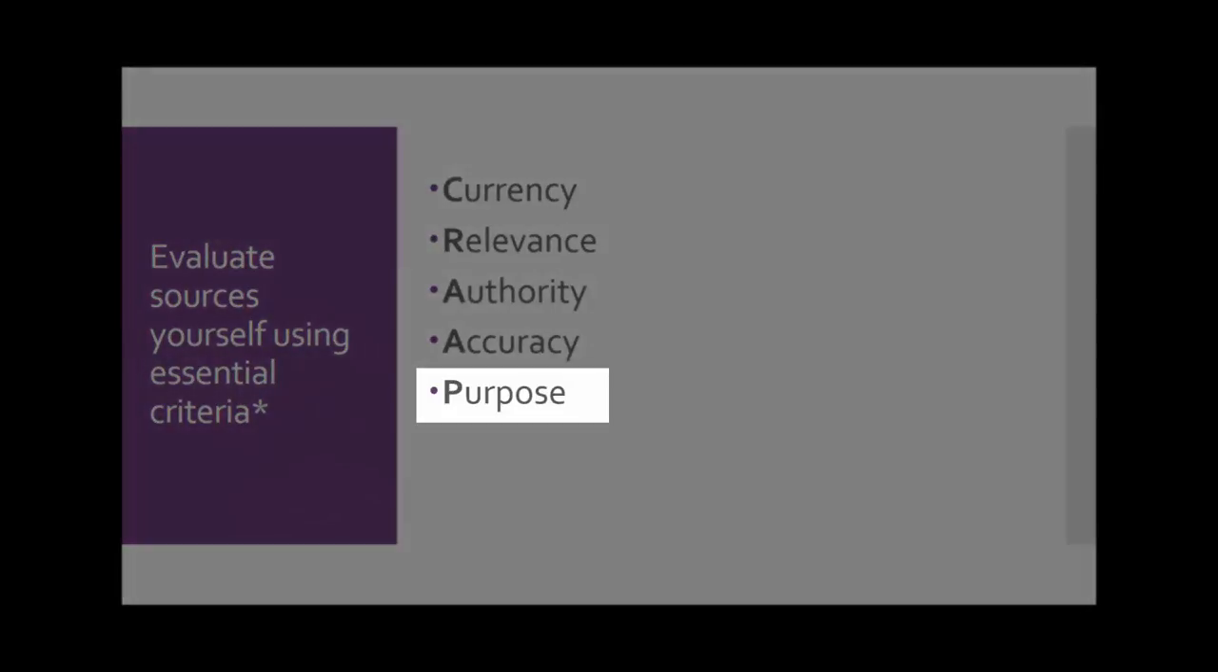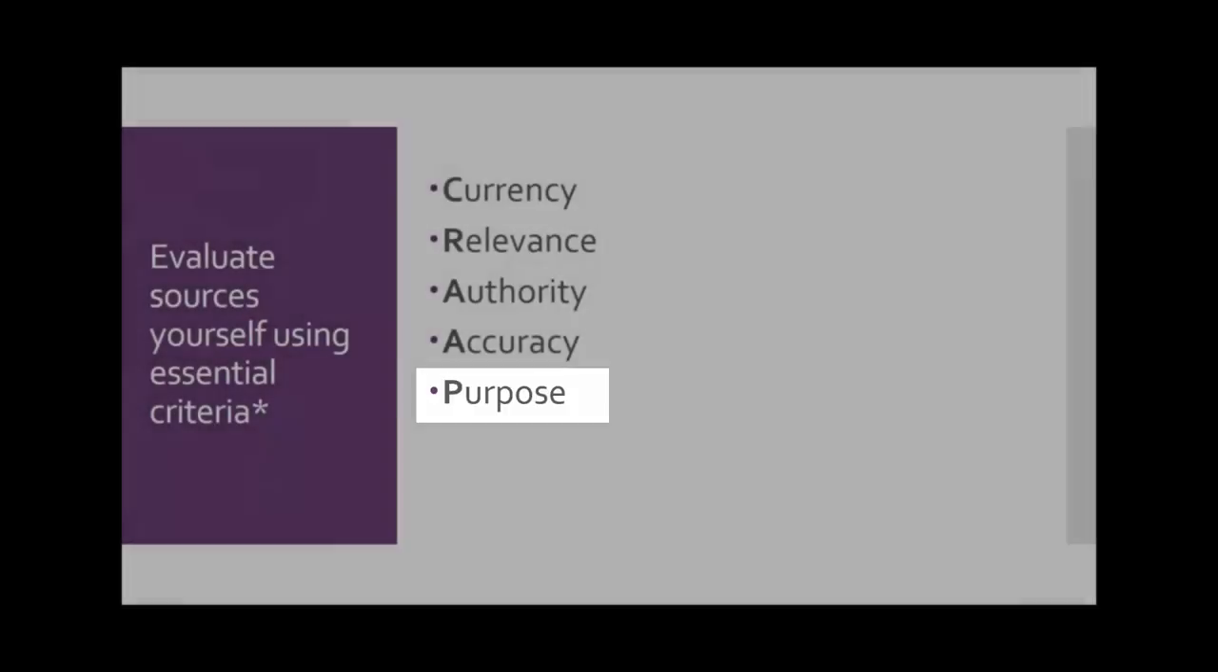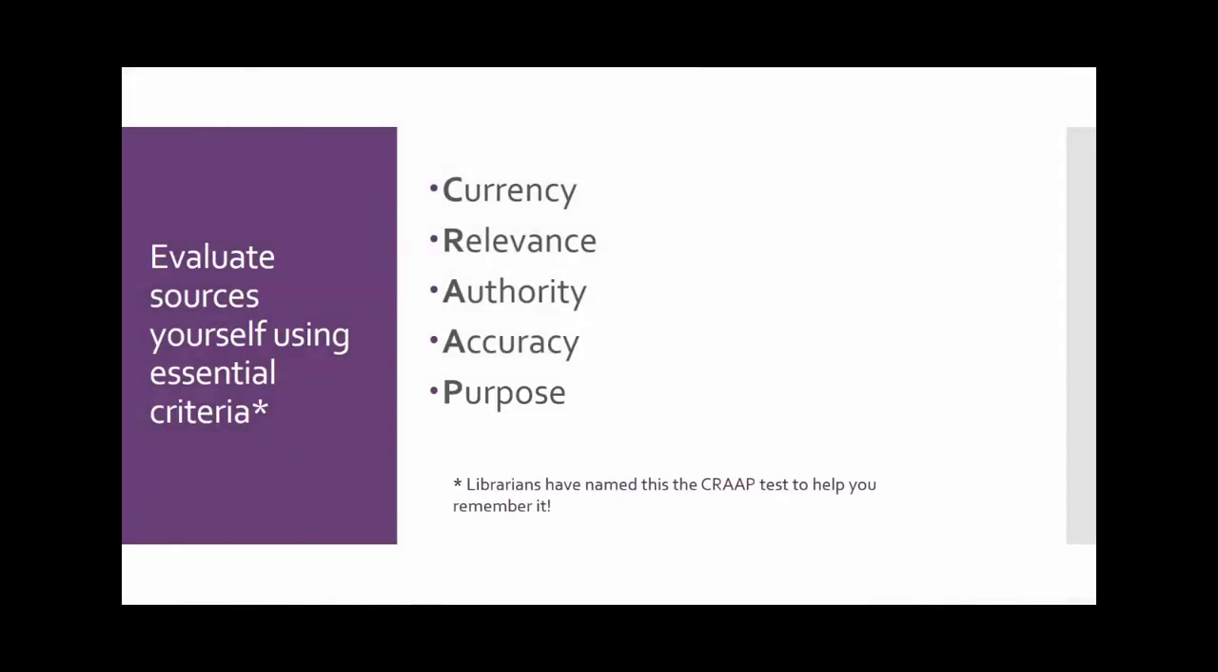Purpose is the reason the article was written. Is the author trying to inform readers or persuade them to do something, to vote a particular way, or to buy something? Librarians refer to this test by its acronym, the CRAP test, which makes it easy to recall.